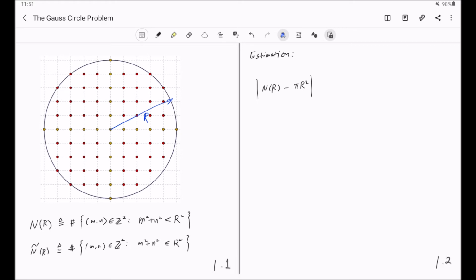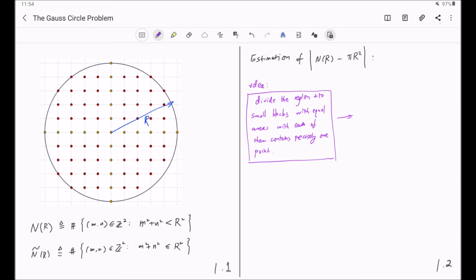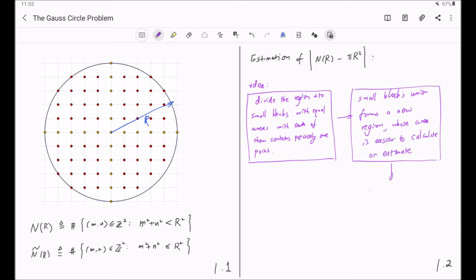So maybe let me quickly write down the idea. The idea is the following. You first divide the region into small blocks with equal areas, with each of them containing precisely one point. The small blocks form the new region, whose area is easier to estimate. And then you divide the area of your new region formed by blocks by the area of each block. That is the estimation for the total number of the points that you want to count in the original region.